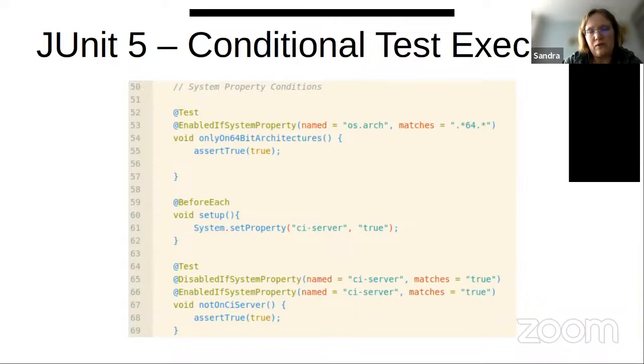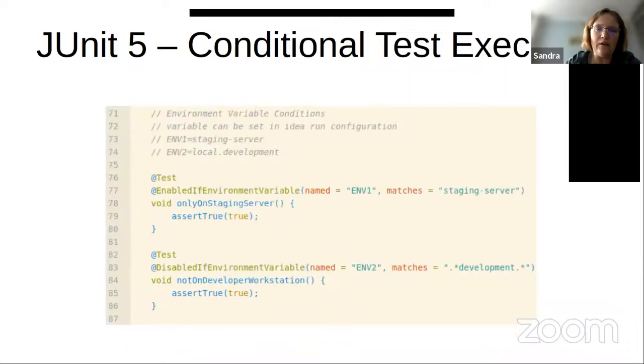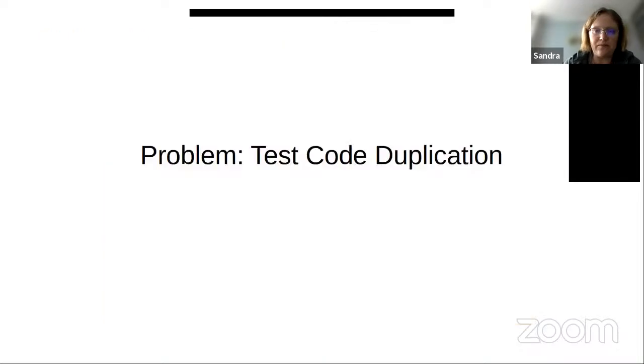So you don't need to comment or uncomment tests. The annotation, the framework, helps you run specific tests under specific conditions. The same applies to environment variables. When you don't have system properties, for example, you have environment variables. Okay, the same way, you have a specific annotation that you can use.